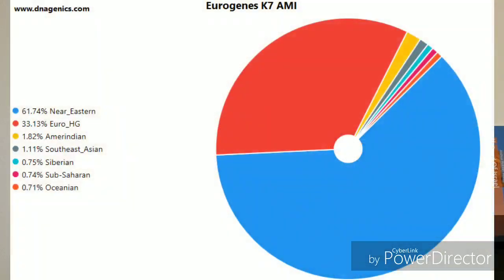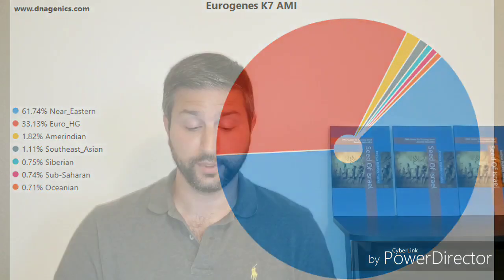Eurogenes K7 AMI. Near Eastern 61.74%. Euro hunter-gatherers 33.13%. And then you get to the lower percentages, which are 2, 1, less than 1, probably background noise.